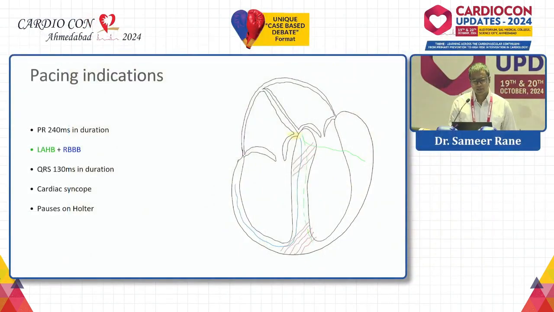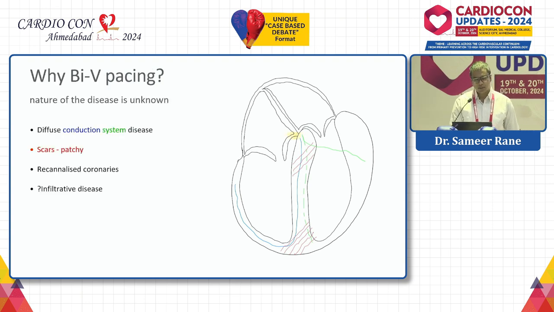So we all know the patient profile. What are his pacing indications? I'll not go to the trials and all. He has a PR interval of 240 milliseconds, has left anterior hemiblock with a right bundle branch block. QRS is 130 milliseconds in duration, and he has a history of multiple episodes of cardiac syncope and also pauses demonstrated on his Holter. Then why BIV pacing?